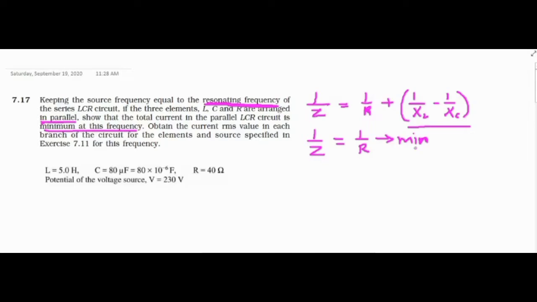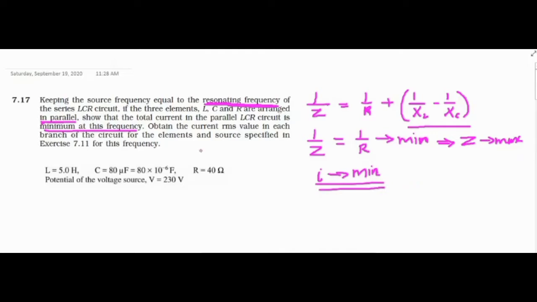1 by Z minimum implies Z is maximum. So at resonance, Z is maximum. Z maximum means, you know, the current is minimum. So in this way, we can show that in a parallel LCR circuit at resonance, we get minimum current.